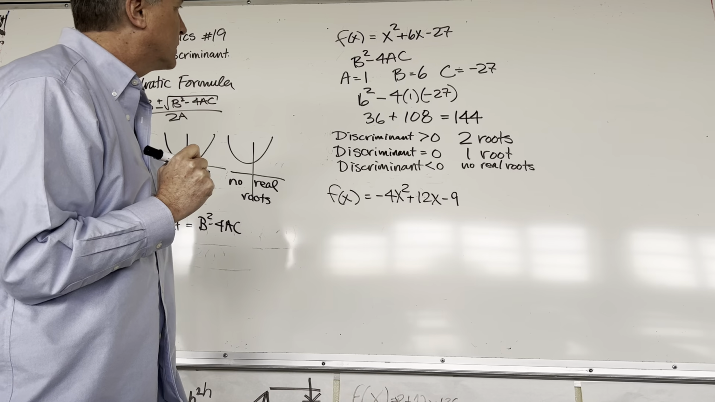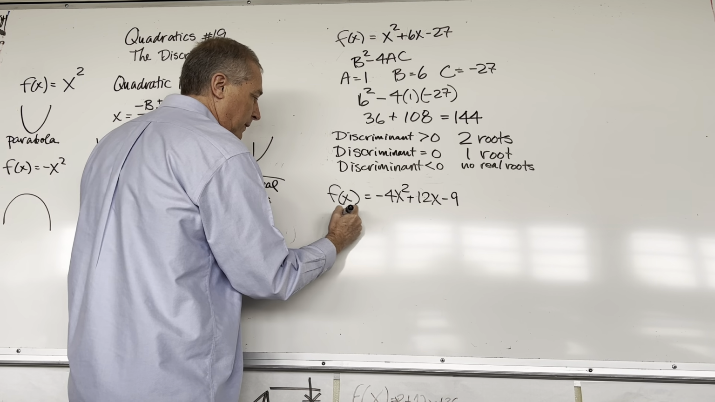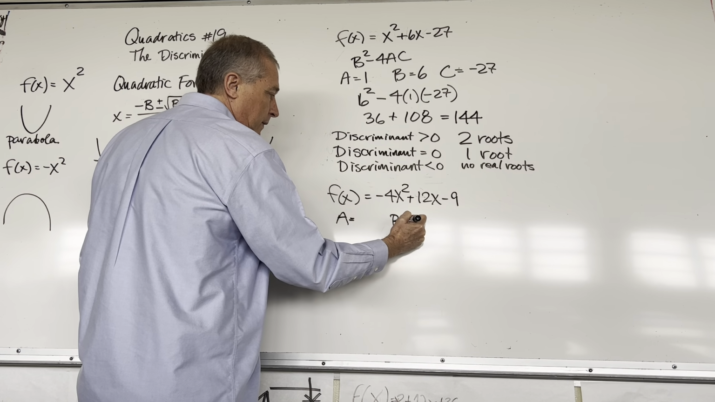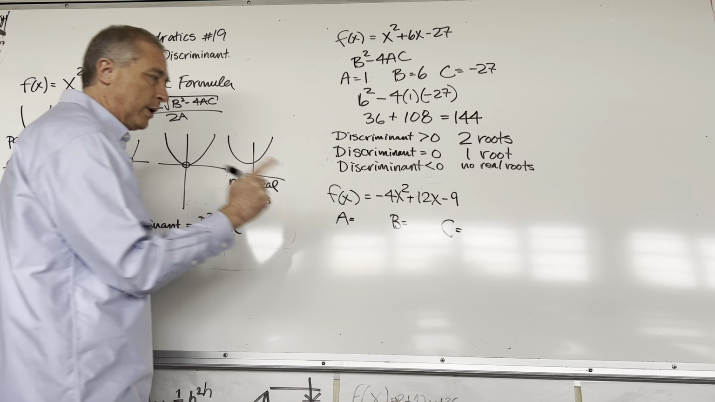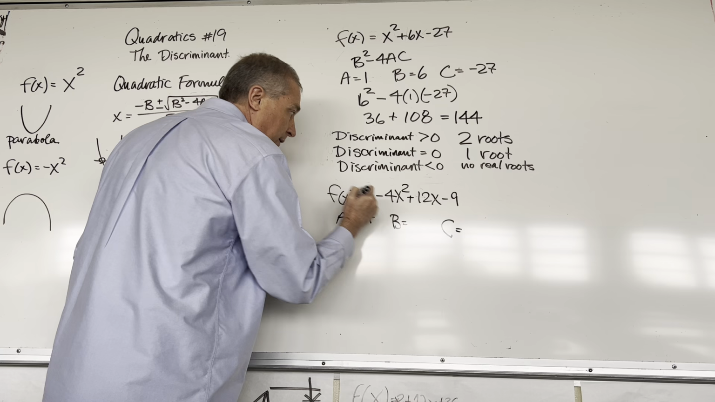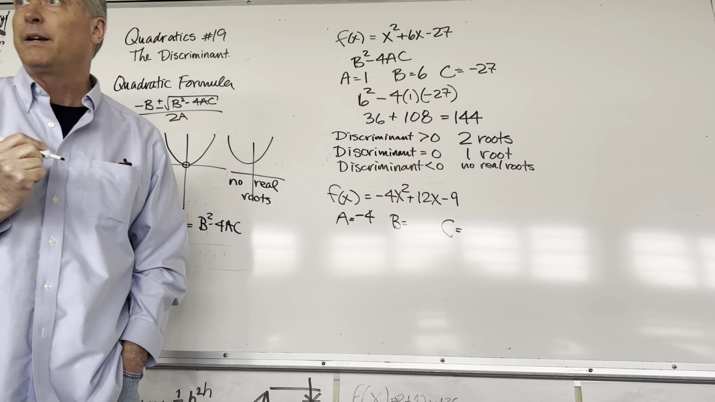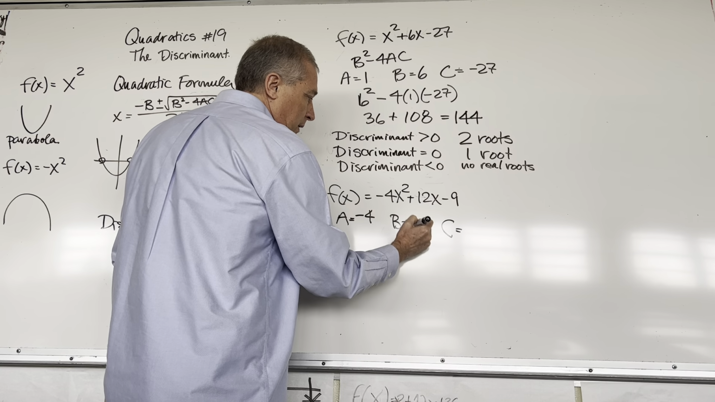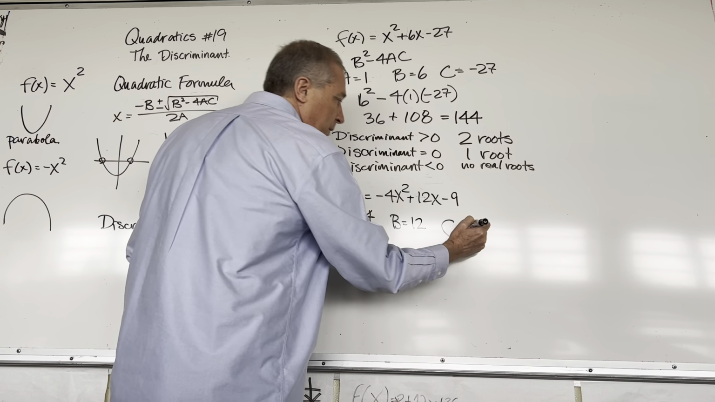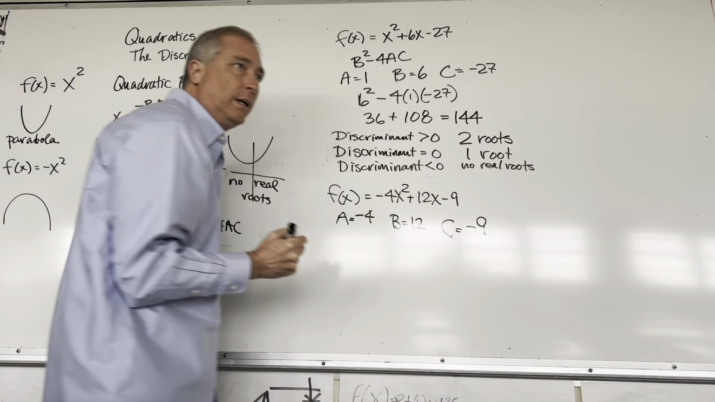All right, let's tell me what A is. Good, negative 4. I appreciate you keeping the negative. That's exactly what you need to do. That's the right way to go. What's B? What's C? Good, keep the negative with it. Keep that sign with it.